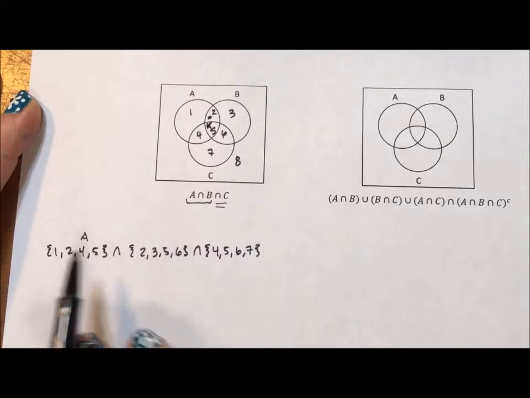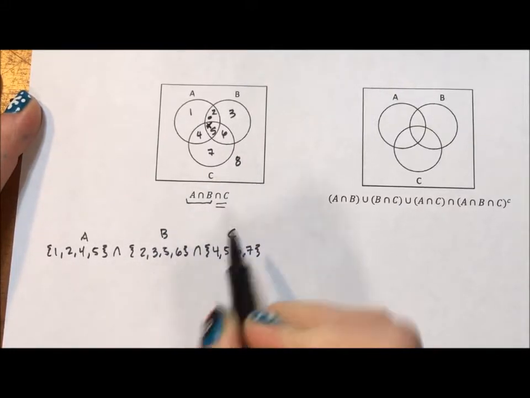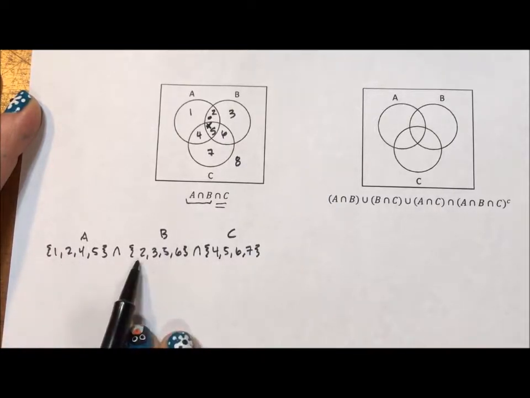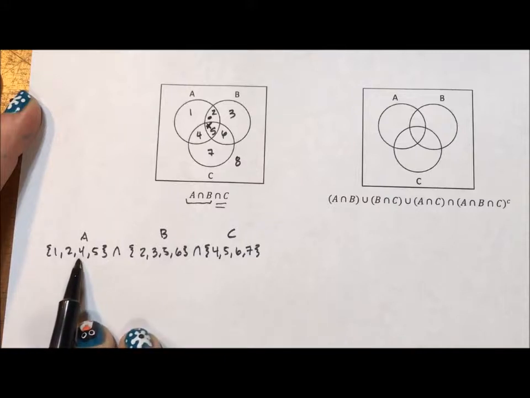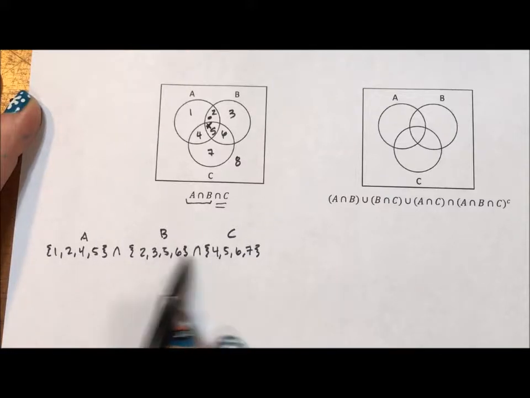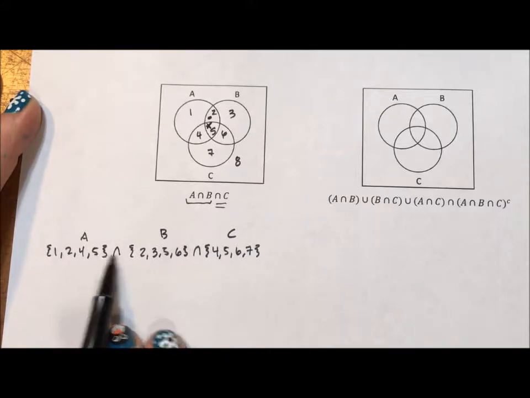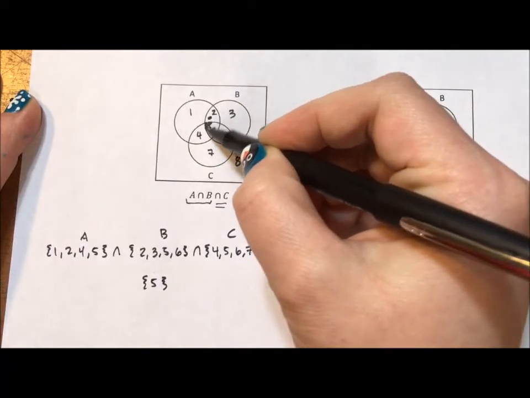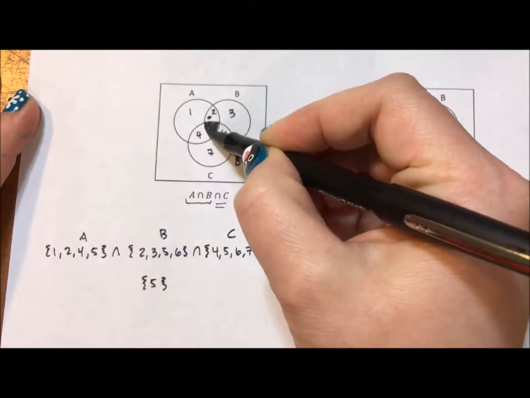So what I need is some element that appears in everything. A has a 1, no. A has a 2, so does B, but C doesn't. A has a 4, so does C, but B doesn't. A has a 5, B has a 5, C has a 5. What they all have in common is region 5, which is exactly what we figured out before.